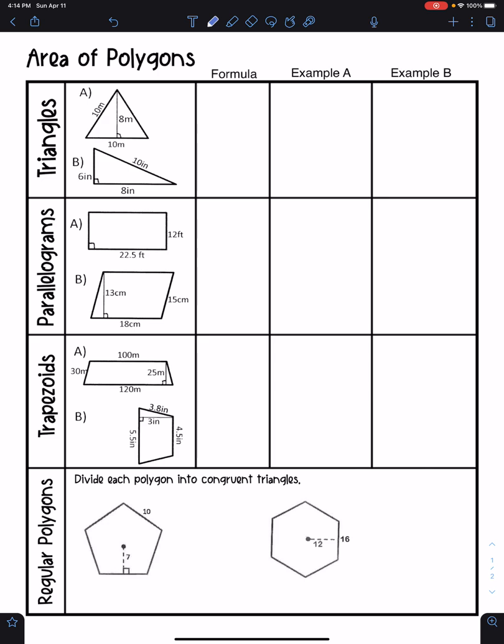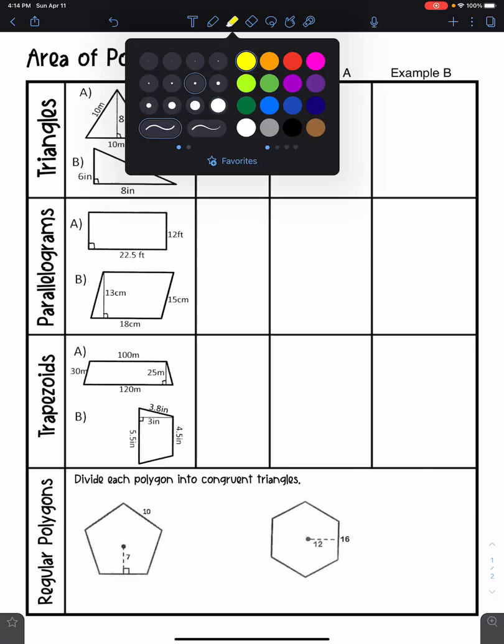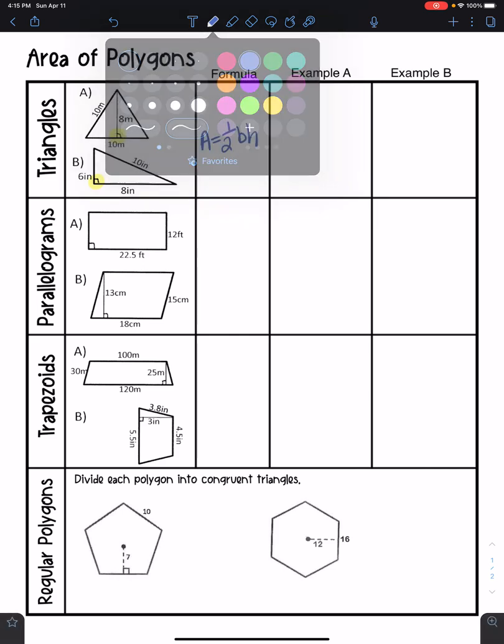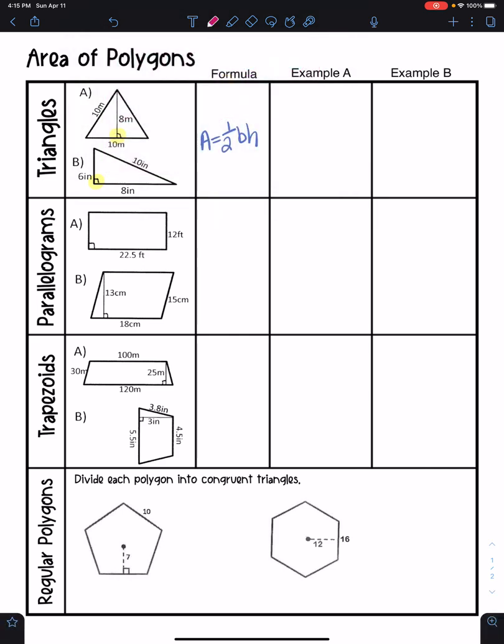The formula for the area of a triangle is 1/2 base times height. And one thing that is important to know is that the base and the height of any shape make a right angle. Here, this little square right here, we know means right angle. So even though they gave us 3 measurements for the triangle, the base and the height are the 2 measurements that make the right angle. So the base is 10 and the height is 8.